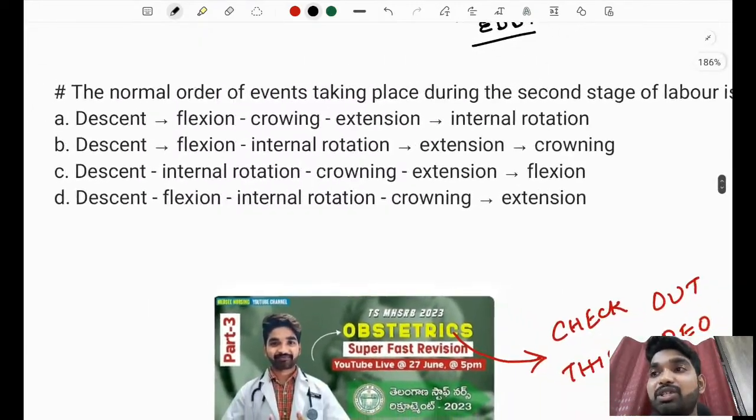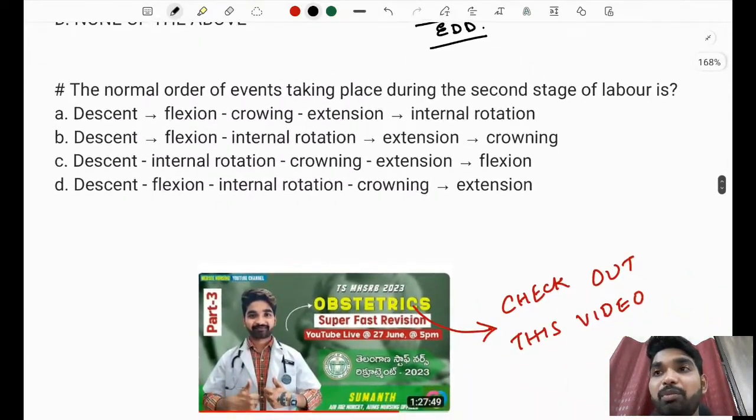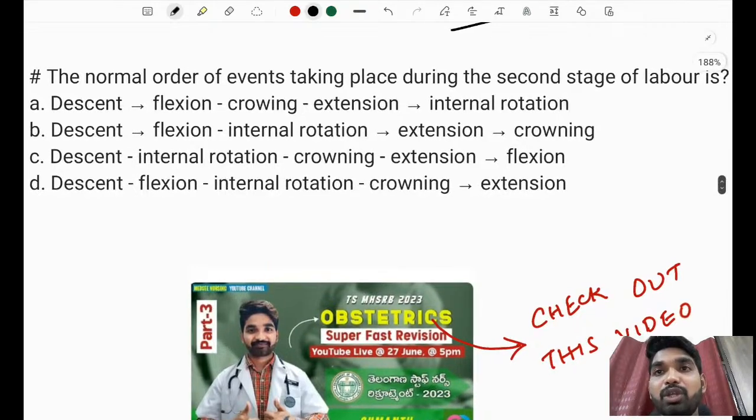Next, coming to the next question. Now you people should answer. Let me see how many members are going to answer this question. Even this question I think they asked in NORCET 2021. I think I got this question in my exam. The normal order of events taking place during the second stage of labor is: so they are asking you about the events that take place in the second stage of labor, that is, the mechanism of labor. Now go through the options clearly and then answer.